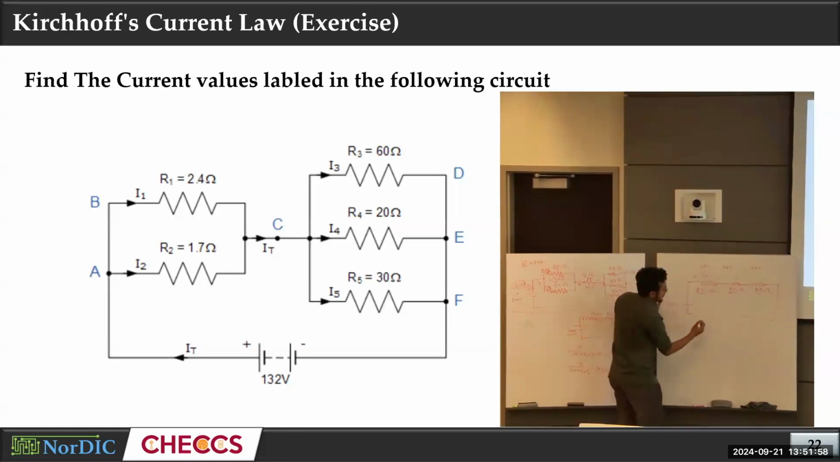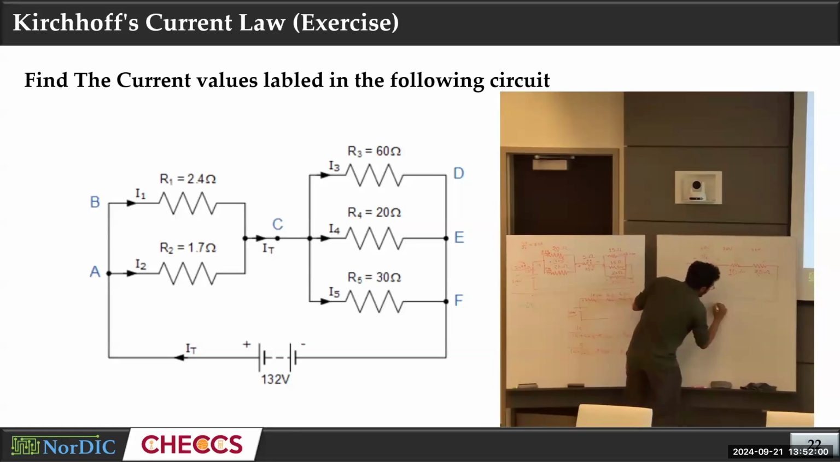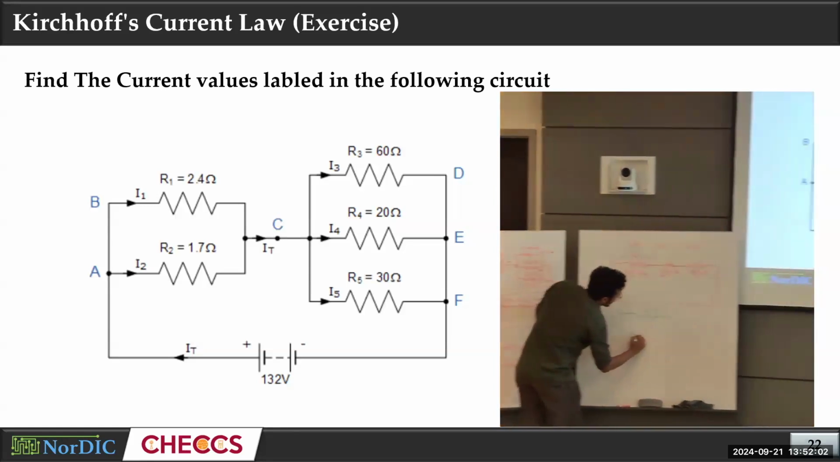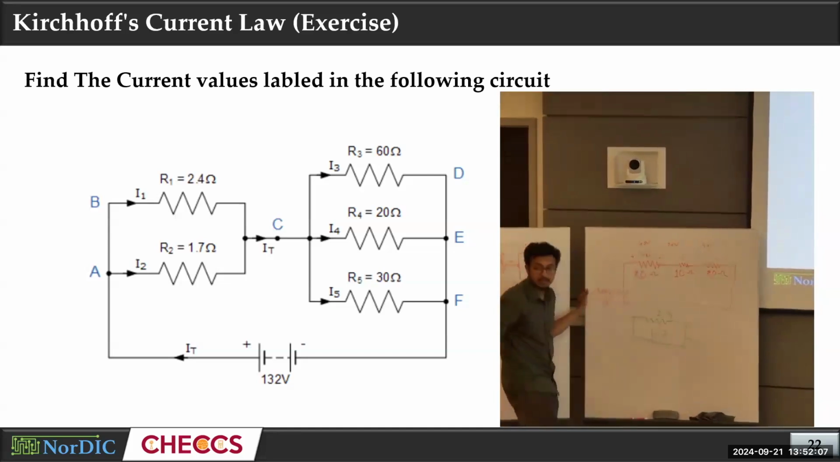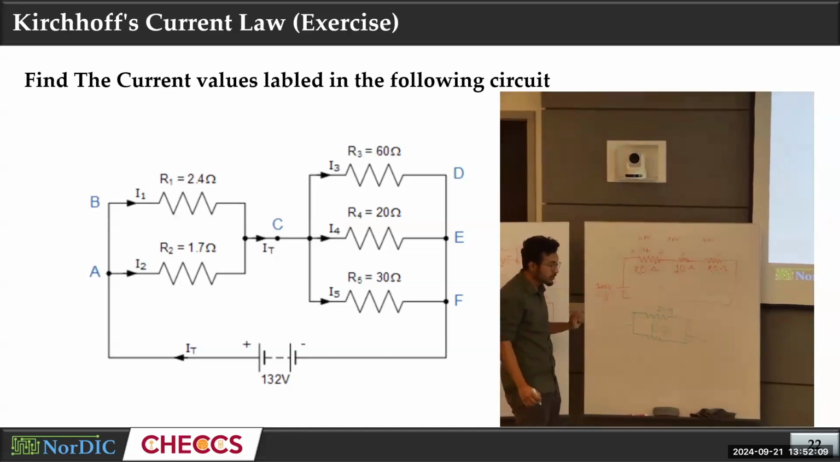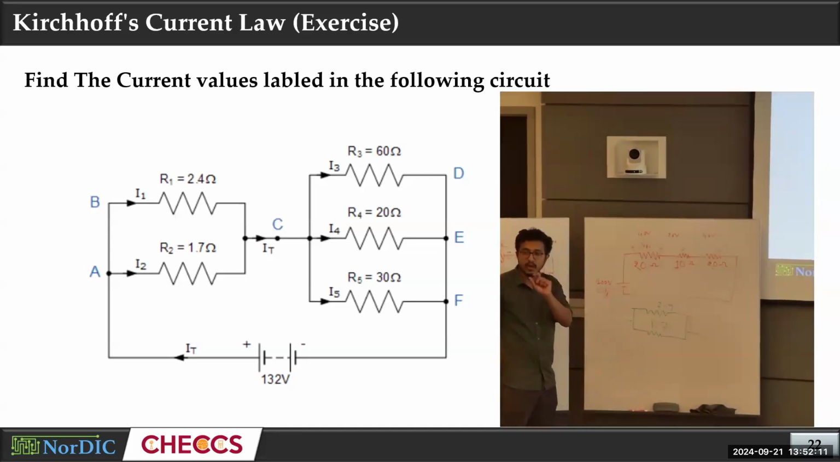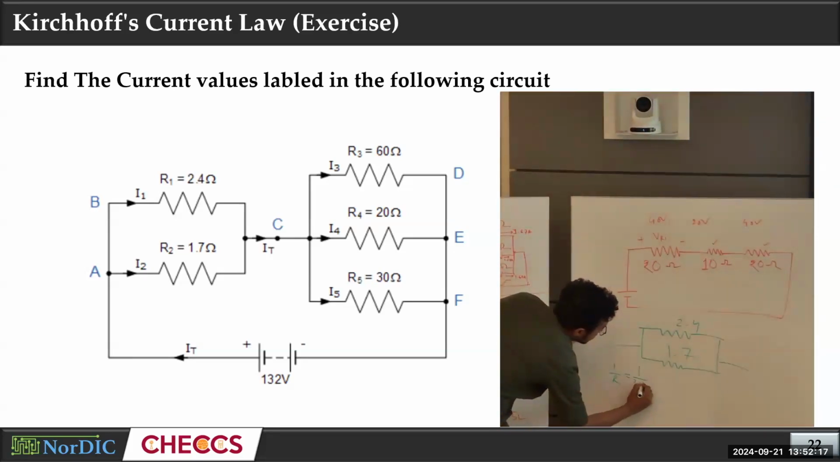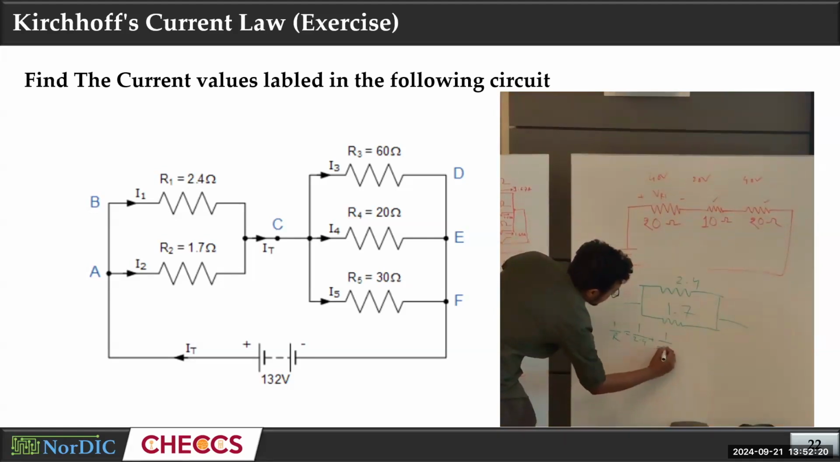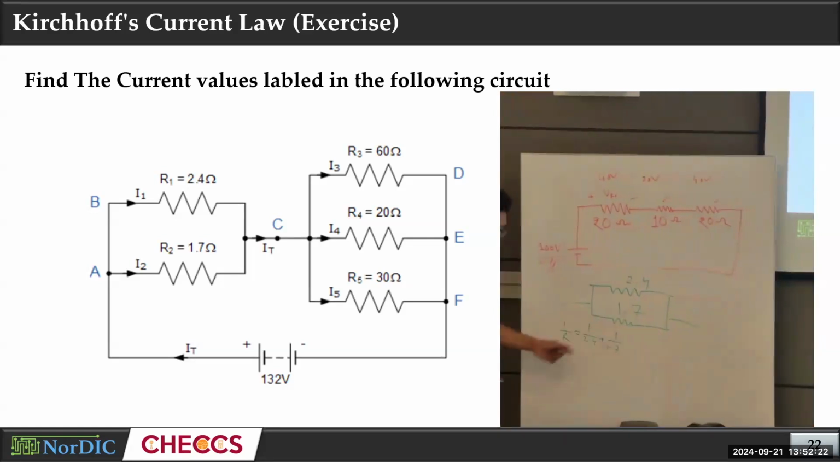So there are two resistors, right? One is 2.4, one is 1.7. So what you need to do is replace these two by only one. And what will be the resistance value? Use this formula and find what the value of R is.